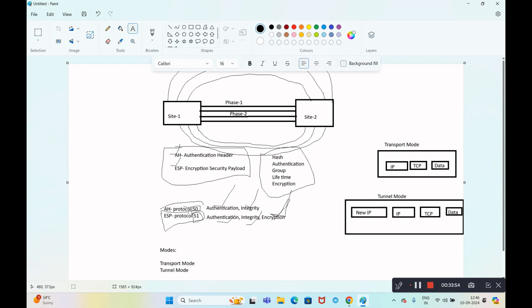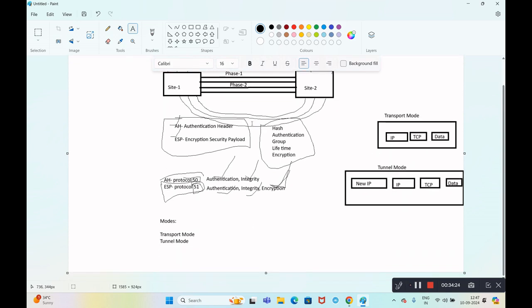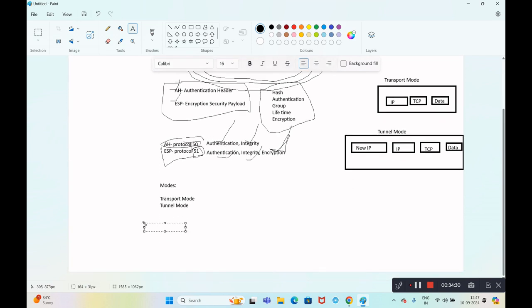If AH and ESP are going to negotiate between site 1 and site 2, you don't have ports. So the NAT device will not route those packets between site 1 and site 2. So obviously there will be a black hole, and they won't form the IPsec tunnel between site 1 and site 2. To mitigate this limitation, the NAT traversal concept has been introduced in IPsec. Okay, this is NAT traversal. Okay, sorry.